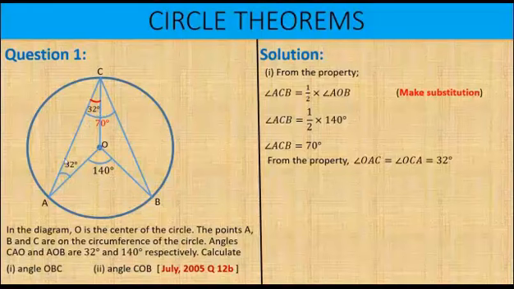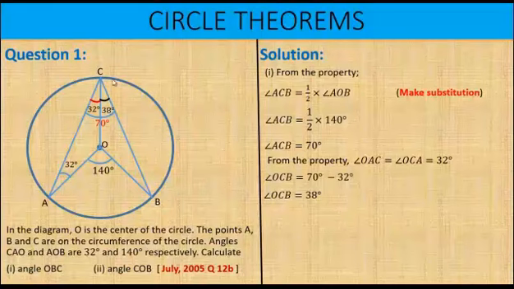Now, if we know that the whole of angle ACB is 70 degrees and part of it is 32 degrees, then it is easy to find the other part by subtracting 32 degrees from 70 degrees. So angle OCB is equal to 70 degrees minus 32 degrees, so that we get angle OCB to be 38 degrees. And that is also shown on the screen.